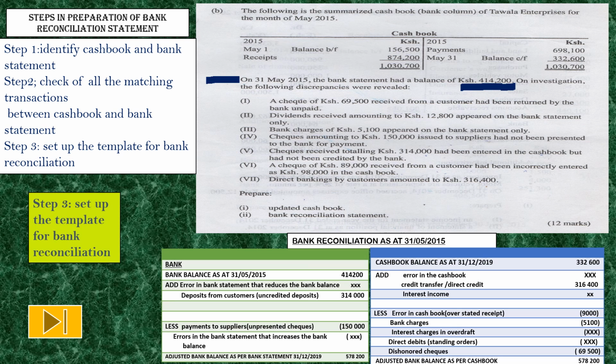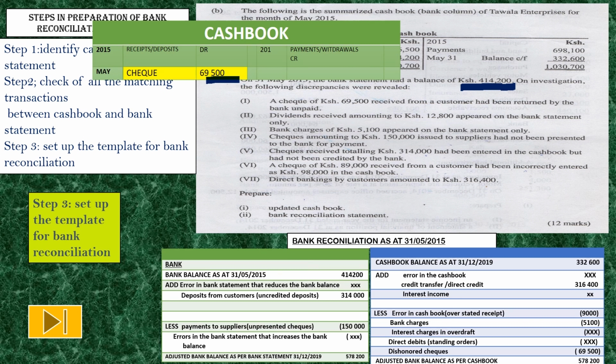Additional information number 1. A check of shillings 69,500 received from a customer had been returned by the bank unpaid. So when we received this check, it was a receipt within our cash book, so we debited our cash book. But now, because it has not been honored by the bank, we reverse the process by reducing the money that we have within our cash book.